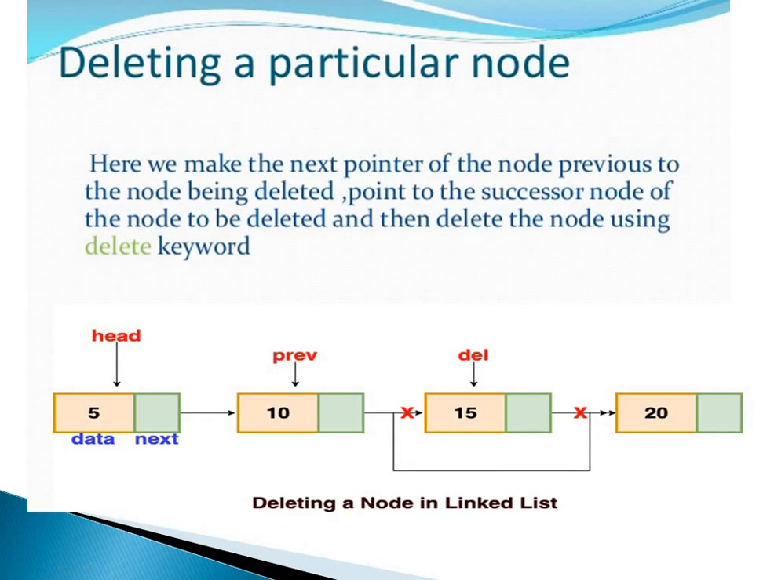And deleting the element from a particular node. For example, you have four elements: 5, 10, 15 and 20, and you want to remove the element 15. Make the next pointer of the previous node point to the successor of the node being deleted, and then delete the node using the delete keyword. Basically, this previous node will point to the node after the deleted one, so this 15 will be deleted from the list. The next pointer of the previous node points to the next node of the node which is to be deleted. This is the process of deleting an element from a particular node.